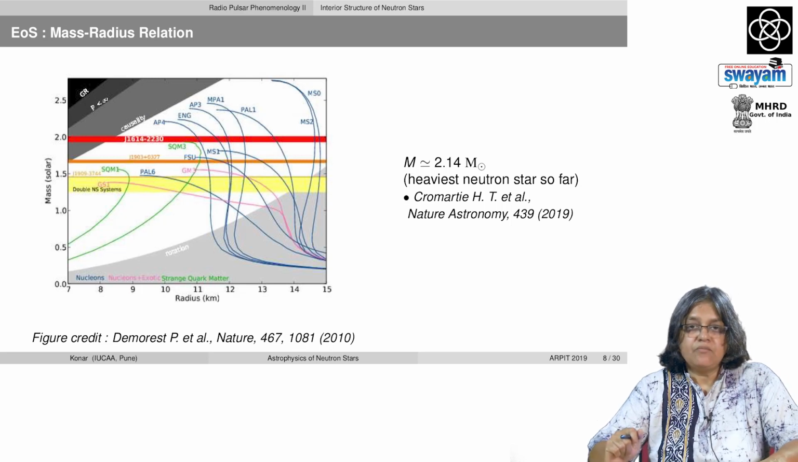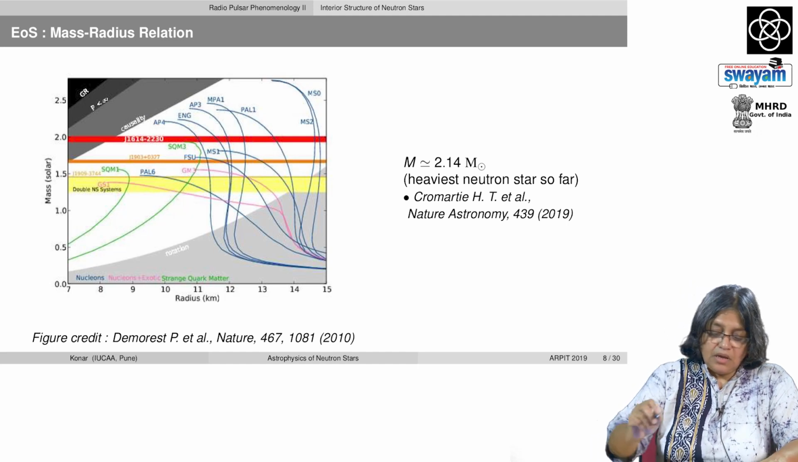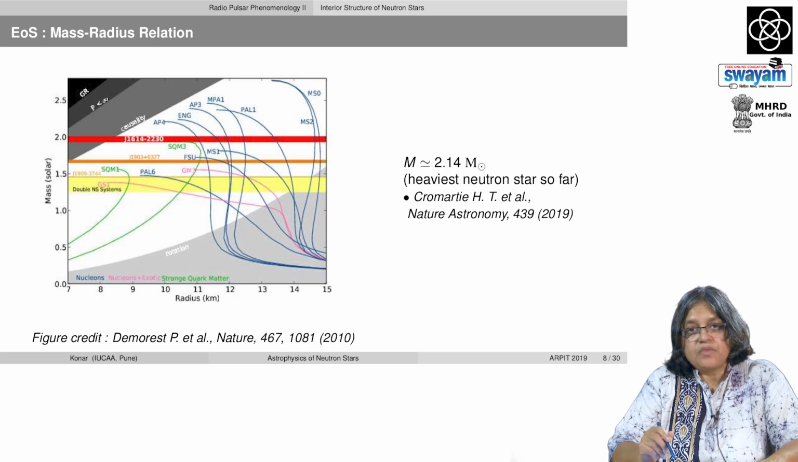This is a plot which you may have seen earlier. It shows different kinds of equations of state in a mass-radius plane, and these horizontal bands give us the measured masses, with uncertainties, of observed neutron stars. So, here are these observations.